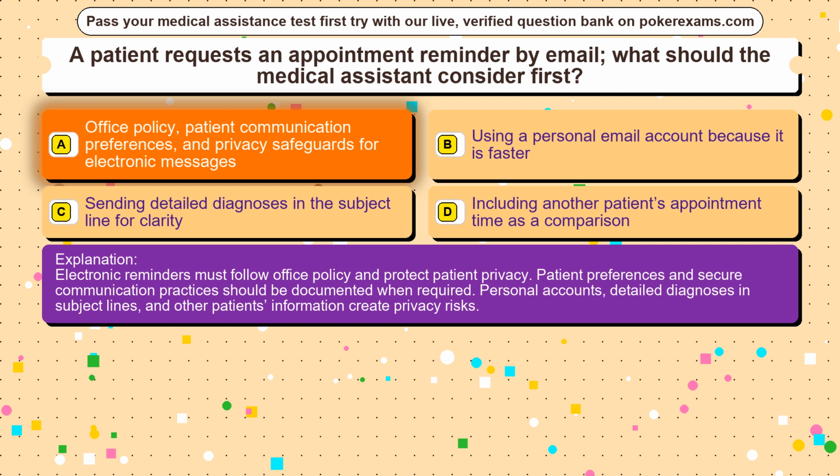Electronic reminders must follow office policy and protect patient privacy. Patient preferences and secure communication practices should be documented when required. Personal accounts, detailed diagnoses in subject lines, and other patients' information create privacy risks.